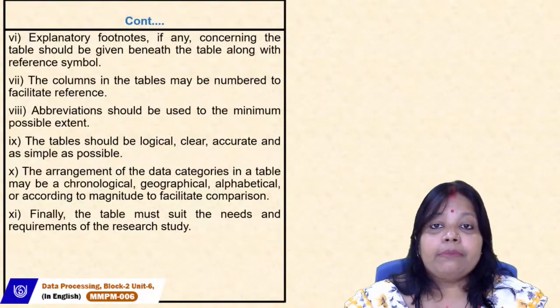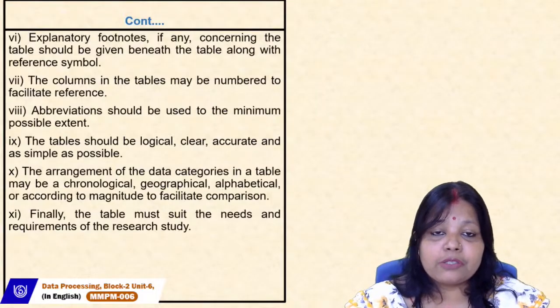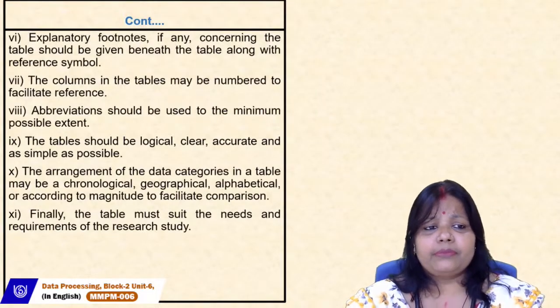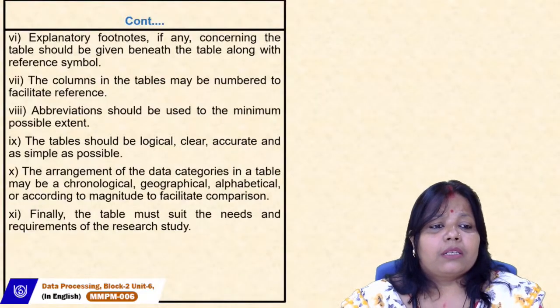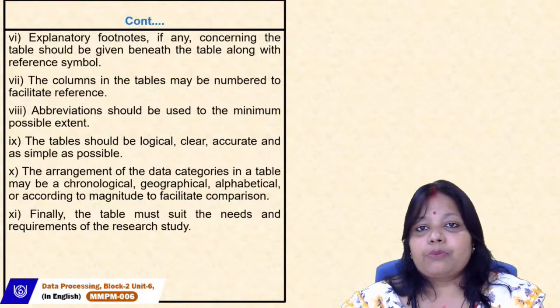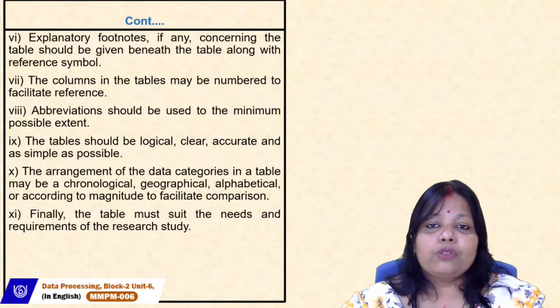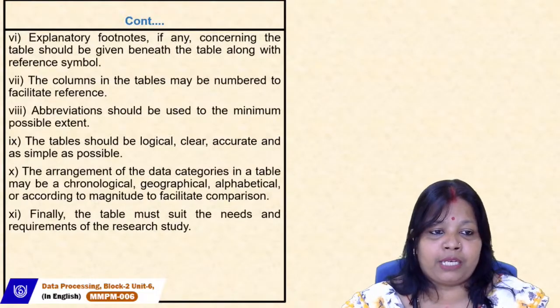So if my table is considering any kind of abbreviation, the researchers should keep in mind that the table will contain minimum abbreviation if possible. And the table should be logical, clear, accurate, and as simple as possible. The researcher should keep in mind that what I am preparing in the table should be very logical, clear, accurate, and also as simple as possible.